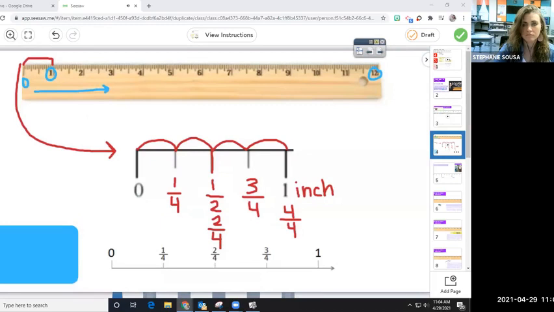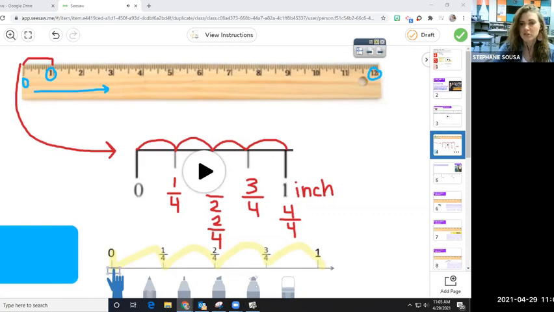Here we have 0, 1/4, 2/4, 3/4, and 1 whole. We're going to use the same pattern as we look at tick marks on a ruler. Okay, so that's the connection to number lines. Any questions on that?